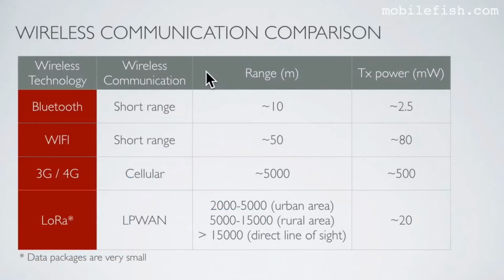To give you an idea how these wireless technologies compare to each other, here is Bluetooth, Wi-Fi, 3G and 4G, and LoRa. Bluetooth and Wi-Fi have clearly short ranges compared to cellular and LPWAN. But as you can clearly see, cellular uses a lot of transmission power compared to LoRa. LoRa cannot be used to send video or audio messages. You can only use LoRa to send very small data packages, such as sensor data, for example, temperature data, humidity data, etc. The main selling point of LoRa is long distance and using a very low transmission power, average 20 milliwatts.